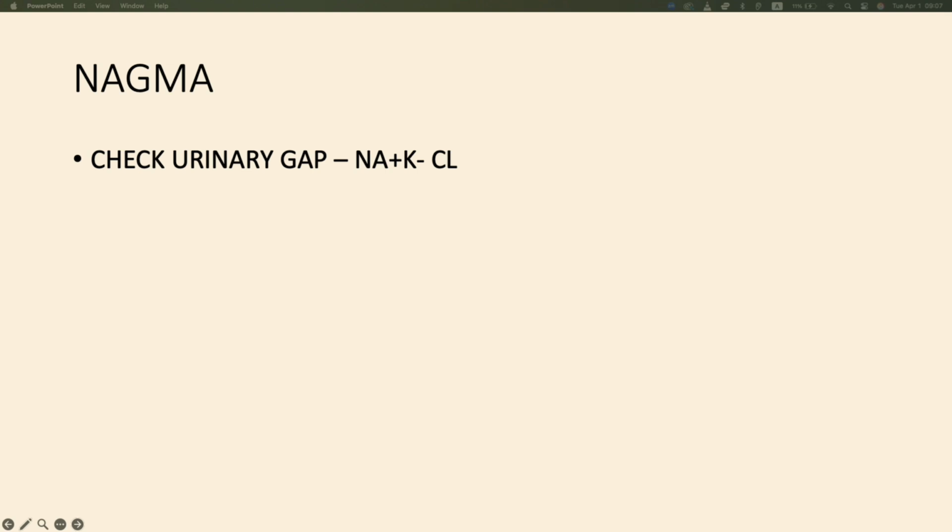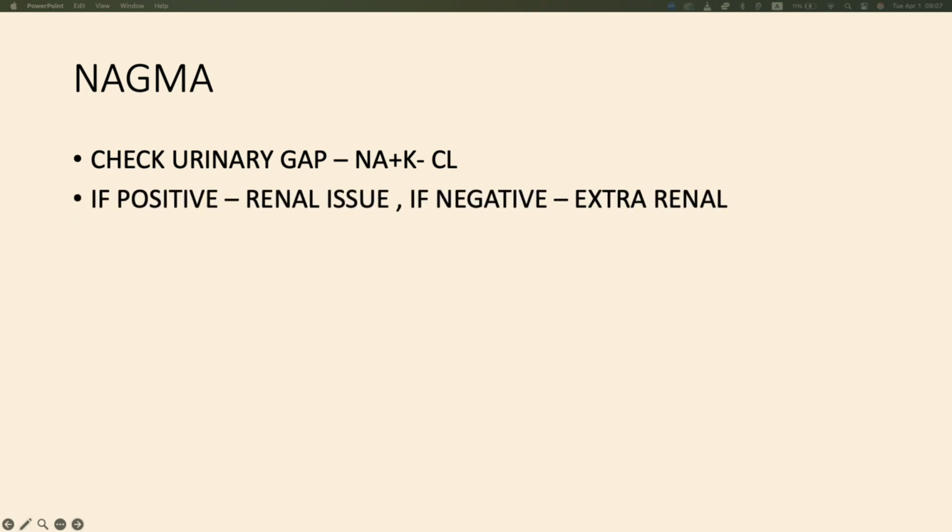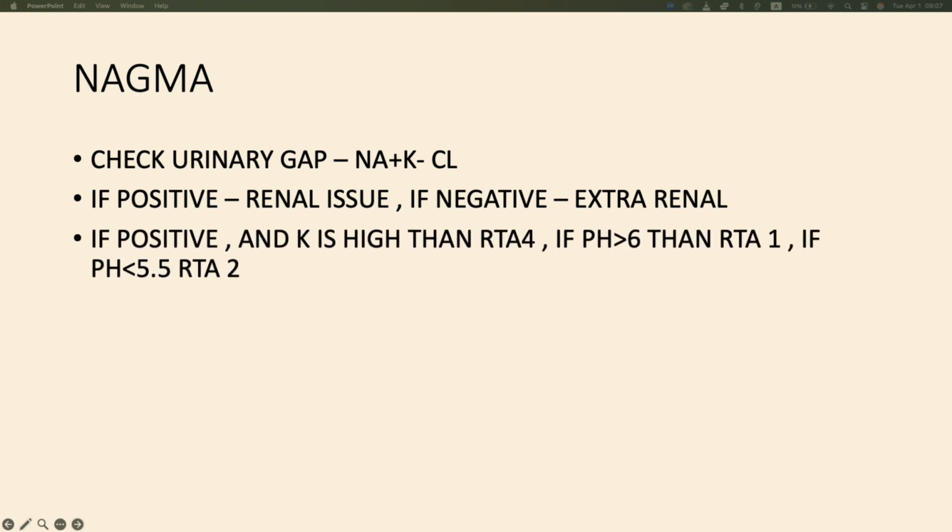You take the sodium plus your potassium minus chloride. Again, positive ions minus negative ions. If the gap is positive, then you know the problem is in the renals. If the gap is negative, then the problem is extrarenal. Once you know the gap is positive, if it's positive and the serum potassium is high, then this is renal tubular acidosis type 4.